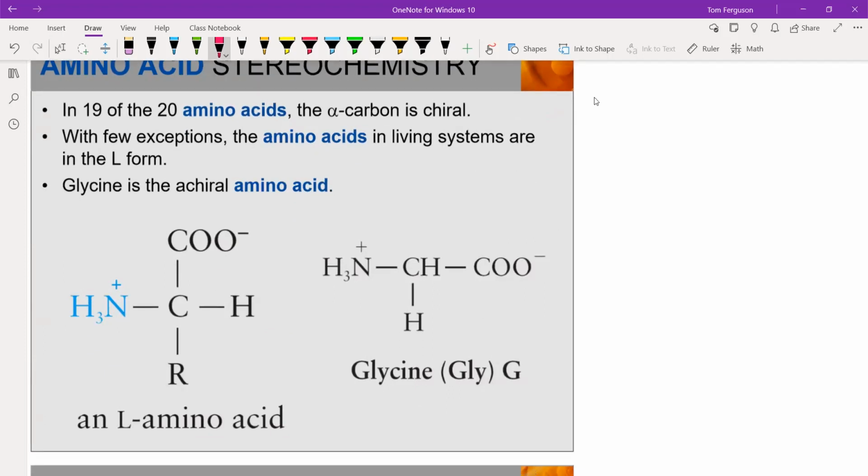So again, the alpha carbon is chiral. So we can have a D or L form. The natural one is the L form. And glycine is not chiral, meaning it doesn't have 4 independent groups attached to that carbon. Now this, again, is the alpha carbon, and that's where the side chains hang off of.